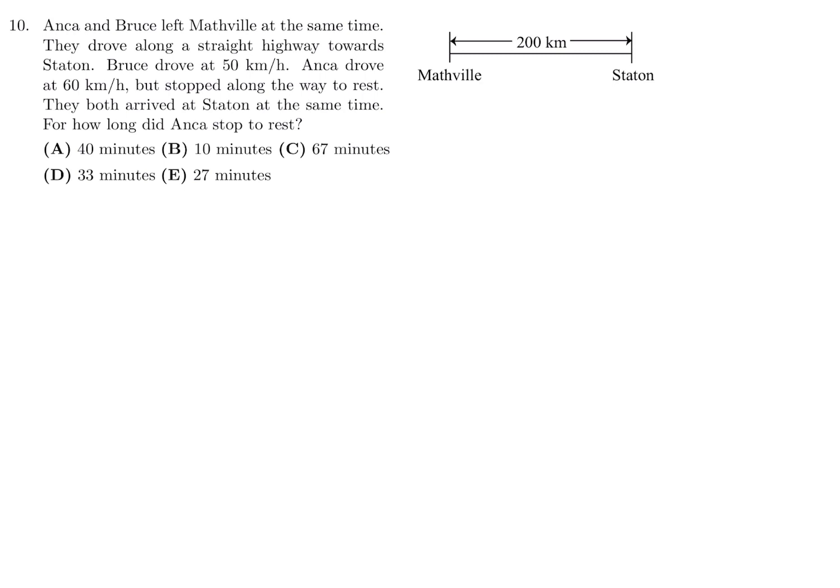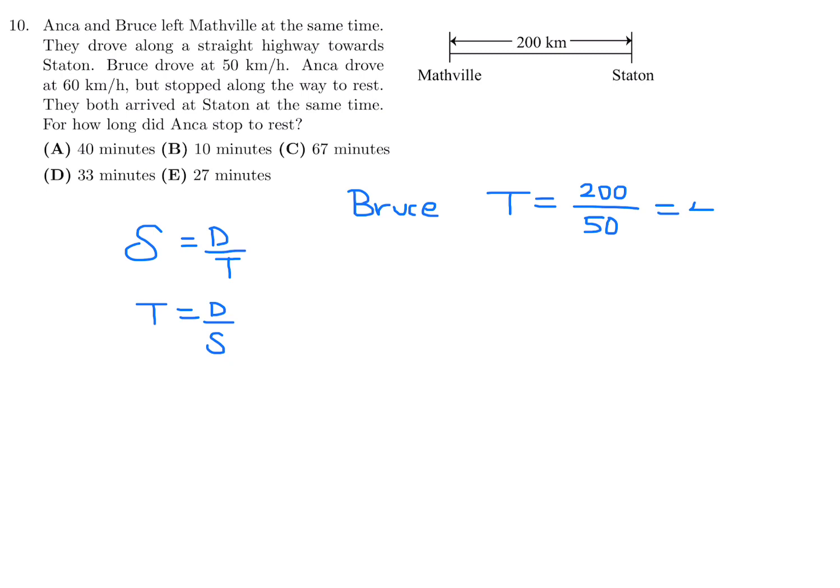Well, we will use the formula speed is equal to distance over time, or time is equal to distance over speed. So Bruce, he has the following time. His time is distance over speed. His distance is 200, and his speed is 50. So that is 4. And in particular, it's 4 hours. Anka, that would be 200 over 60, and that is 3 1/3. And that is, of course, hours.